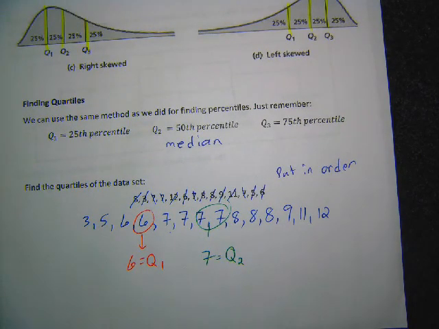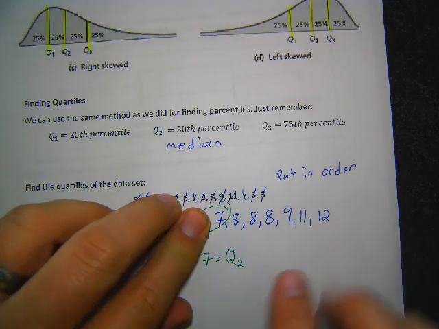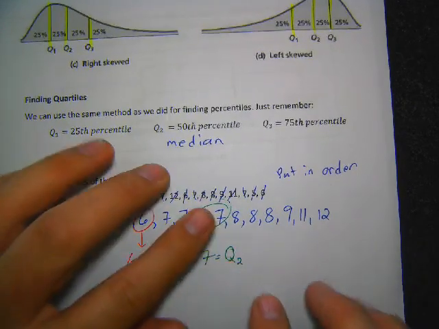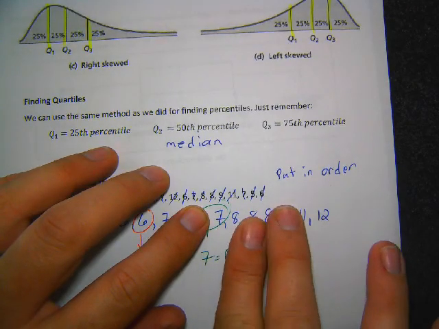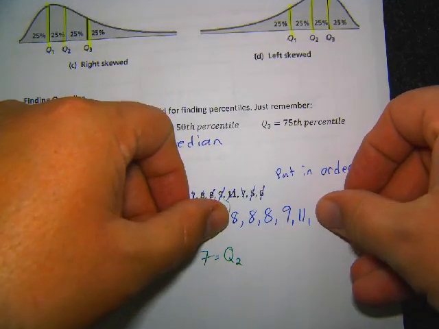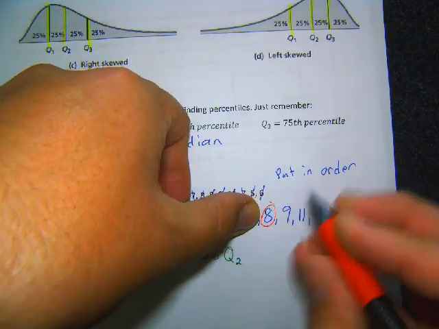Last one, we're going to do the same thing on the top side. We're going to cover up here. We have our Q2. Well, now we're going to take this top set, and we're going to cover up, cover up, and cover up until we get, make sure I did that right, that 8 is Q3.